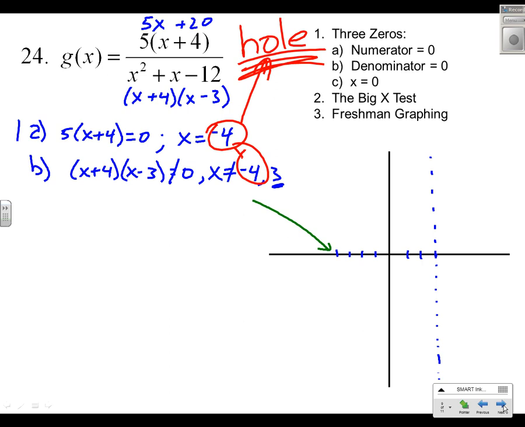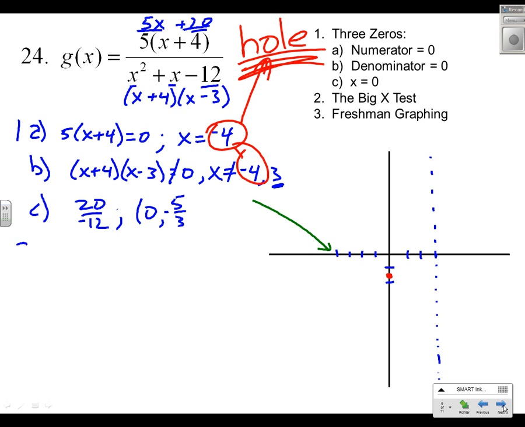Okay, C. For problem number C, I'm going to have x equals 0. And if x equals 0, take a look. I get 5 times 0 plus 20 over 0, 0, minus 12, which means we have a point on the graph. When I put in 0, I get out, divide by 4, 5 on -3, or -5/3. So there's -3/3, -6/3. I've got a point on my graph somewhere right down in here. Okay.